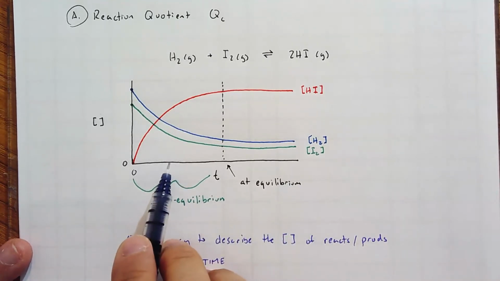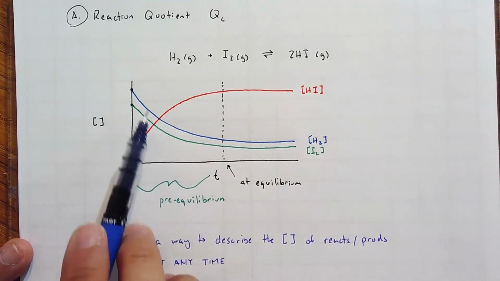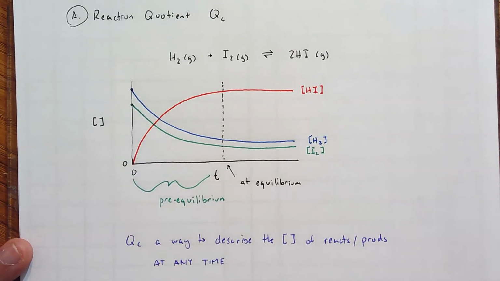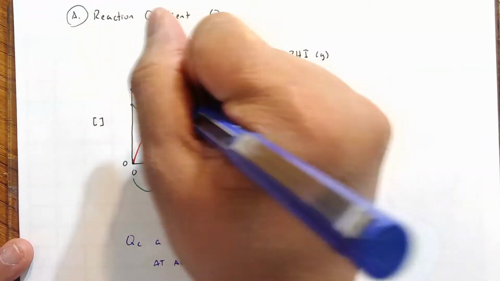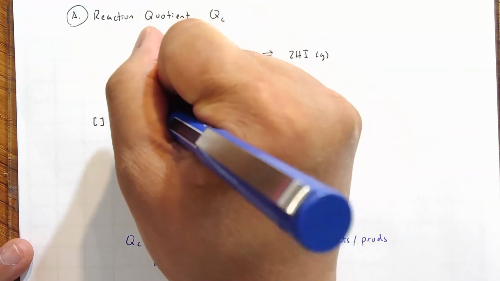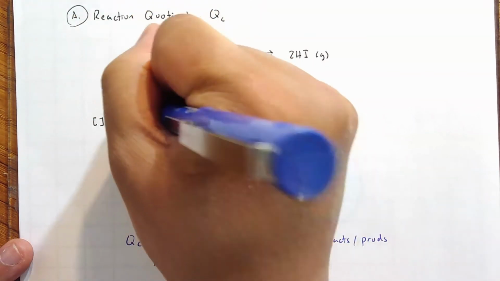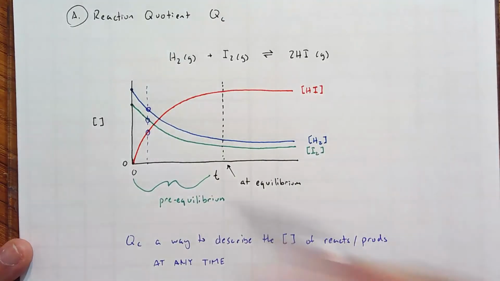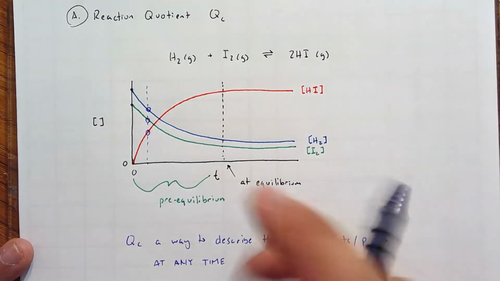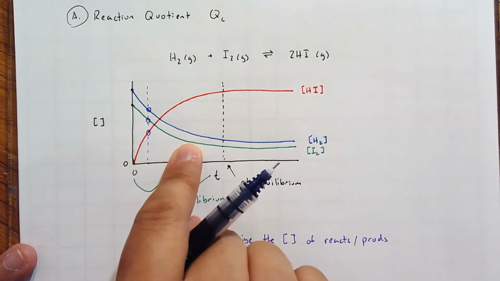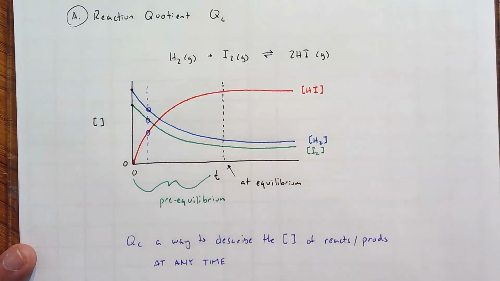For instance, very early in the reaction, we have much more H2 and I2 versus HI. So for instance, at this point, maybe right here, we have a concentration here, a concentration here, and a concentration there, those 3 circles. You could have a Q for this time point, you could have a Q for this time point, you have a Q for this time point, etc. So at any time you choose.